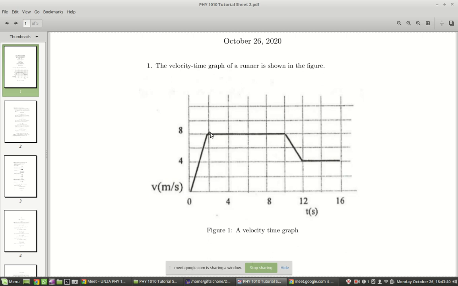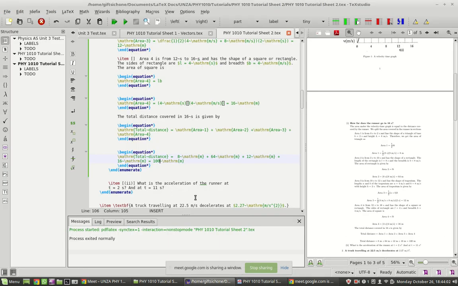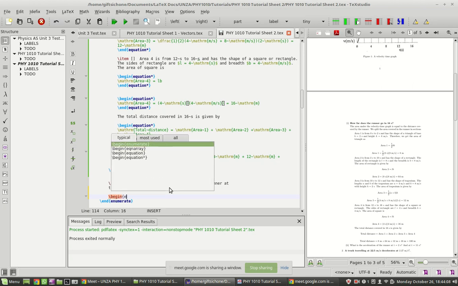Then at the end of 2 seconds, what was the final velocity of the runner? It was 8 meters per second. Yes. And how much time did they take? 2 seconds. So we proceed to say, this thing has got 2 parts.